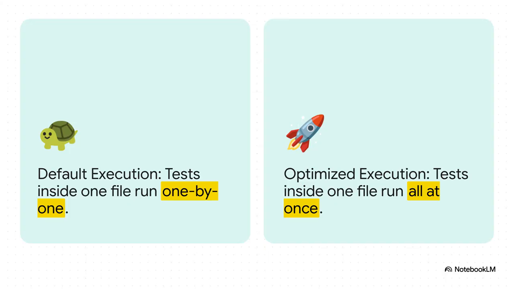So this really shows the two worlds we're talking about. On the left, you've got the default behavior, a slow, single-file line where every test has to wait its turn. But on the right, that's where the magic happens. That's the smart way, where every single one of those tests runs at the same time. The performance jump here isn't just a small bump, it's a total game changer.